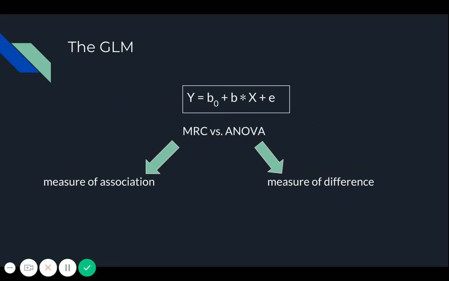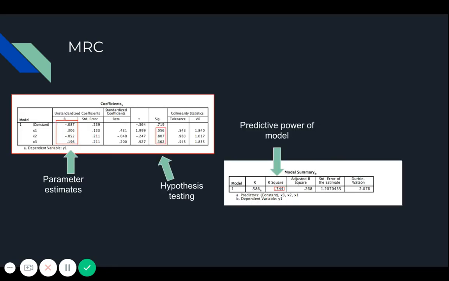We assign each of our predictors a weight to help us better understand why, and this model is linear because it is additive, as you can see in the equation with the plus signs. So though they are both part of the same model, in MRC we are testing regression parameters, whereas in ANOVA we are testing the difference between classes. So first I'm going to focus on the MRC, and MRC is a measure of association that allows us to look at more than one predictor.